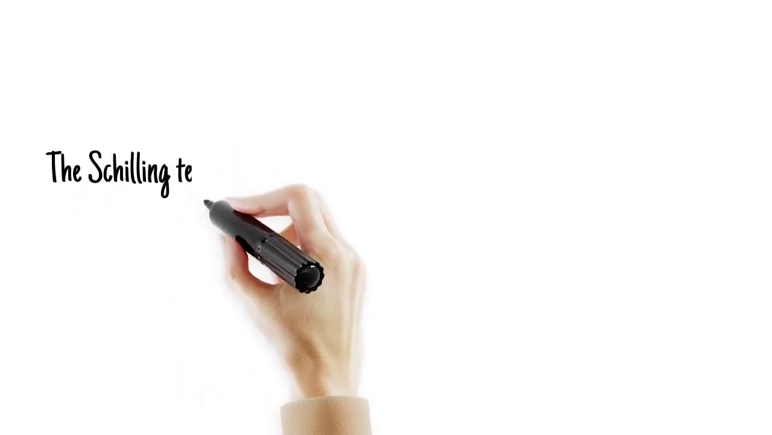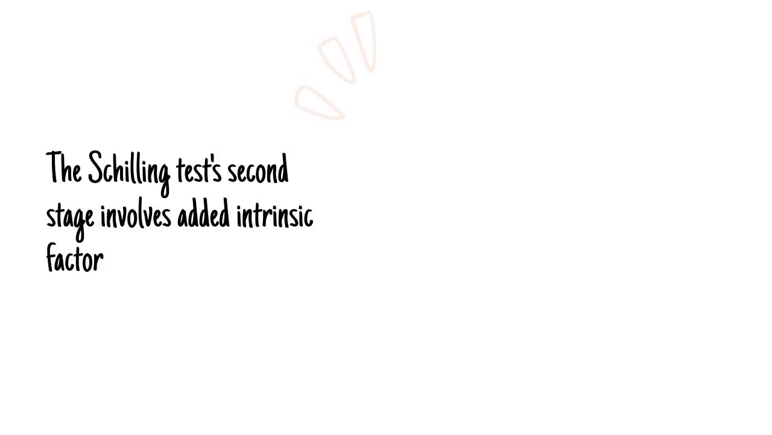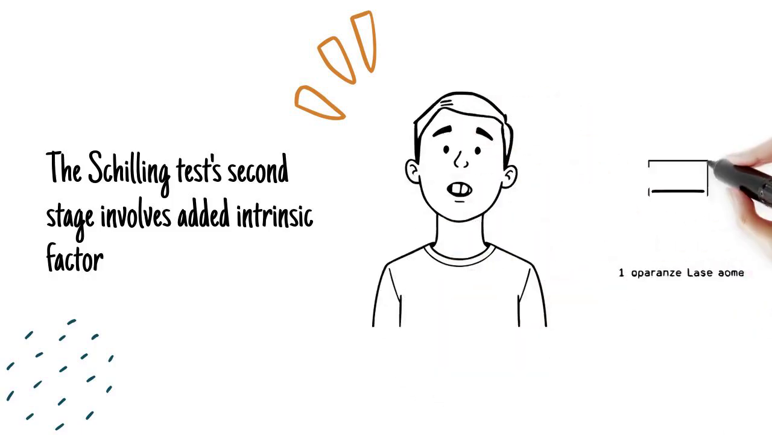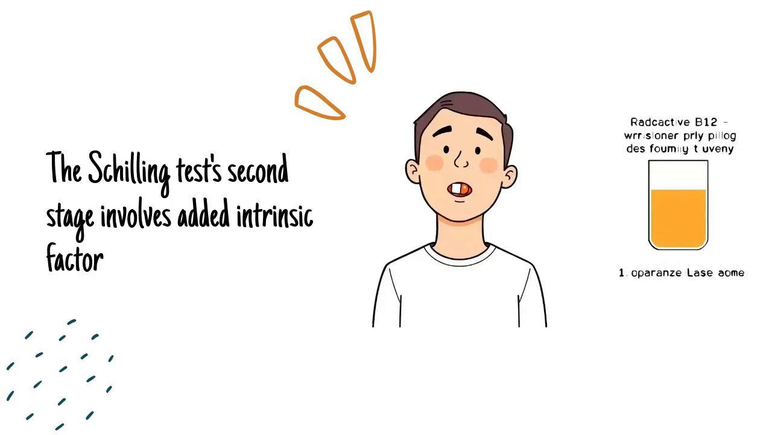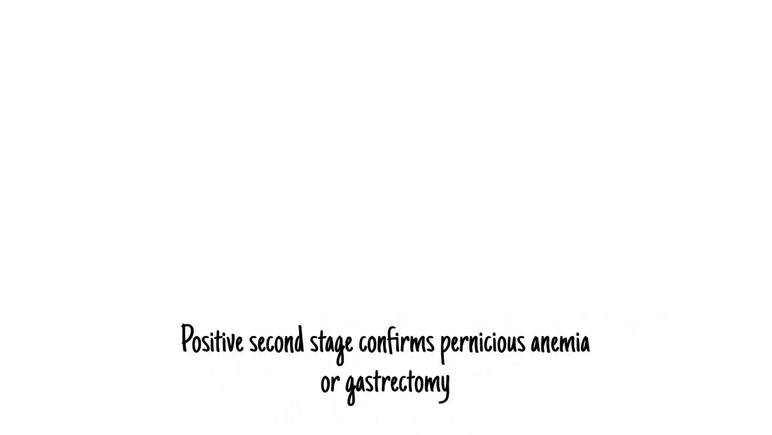The test then moves to its second stage. Repeat the process, but this time also give intrinsic factor by mouth alongside the radioactive B12. If absorption now normalizes, and radioactive B12 starts appearing properly in the urine, the problem was specifically the lack of intrinsic factor. This result confirms pernicious anemia or total gastrectomy as the cause.